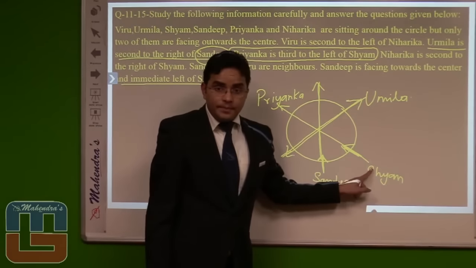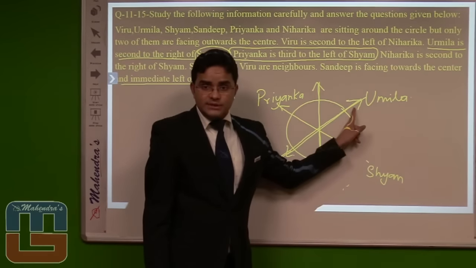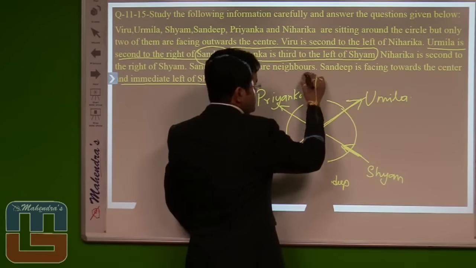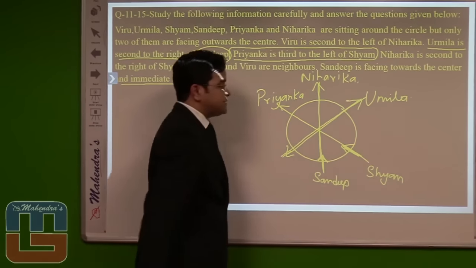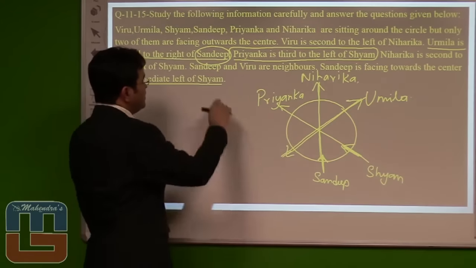Niharika is second to the right of Shyam. Now, right of Shyam, second right of Shyam. Shyam is facing towards center. First, second. It means Niharika will be here. Niharika is second to the right of Shyam. So read out the next statement.